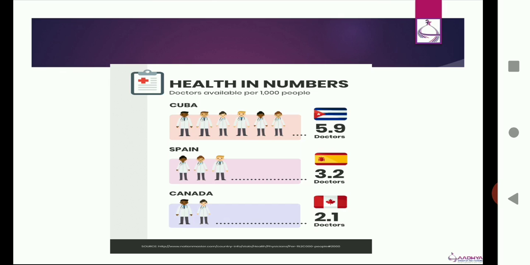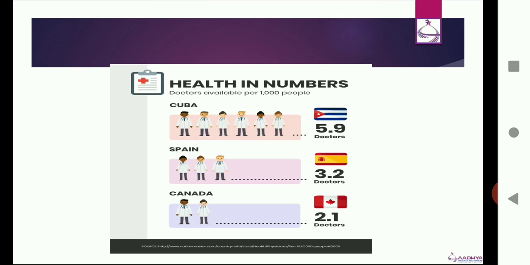So somebody who is literate can say there are almost 6 times as many doctors in Cuba compared to Spain and Canada, which have a much lower number of doctors. Now this is the main advantage of a pictogram, that it conveys simple information easily to anybody. And to interpret this information, you may need a little bit of knowledge. So the simple understanding is obvious to everyone.